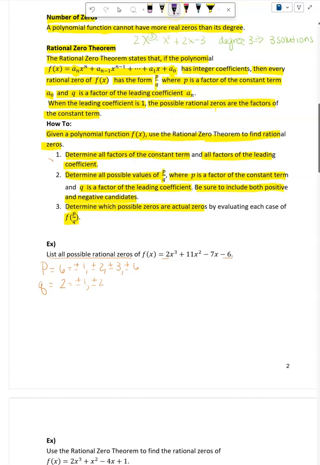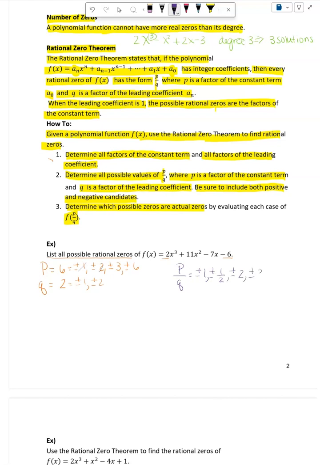Now let's do number 2. Number 2 is that we're going to determine all the p over q's. So I start with my 1 here. Plus or minus 1 over 1 is 1. Plus or minus 1 over 2 is 1/2. Okay, so I'm done with my 1 now. Now I'm going to start with my 2. 2 over 1 is 2. 2 over 2 is 1. So now I'm done with my 2.